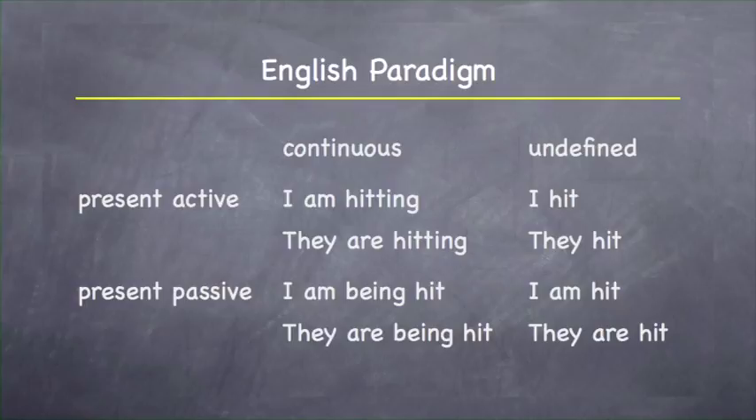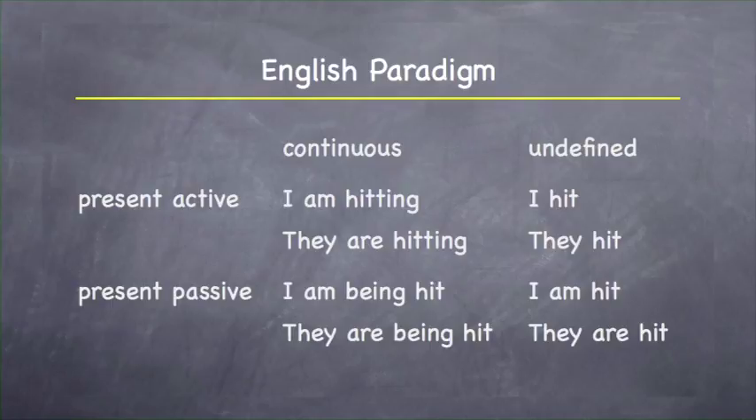Take a look at this chart and just make sure that this is really clear in how we form these different nuanced forms of the present tense, okay? All the verbal constructions here are present. The left column is continuous aspect. The right column is an undefined aspect. So if you wanted to make a present active continuous, you would say I am hitting, or in the plural, they are hitting. If you wanted to make it undefined, you would say I hit or they hit. If you wanted to make it a present passive, and this is where it may get a little tricky, if it's continuous, you would say I am being hit, or in the plural, they are being hit. And in the undefined, you would say I am hit or they are hit.